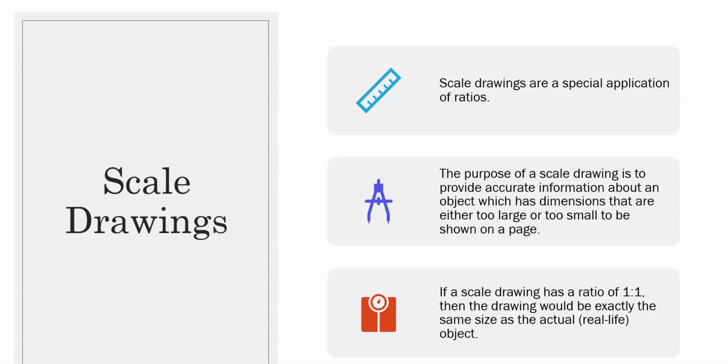If you're an architect, those architectural drawings need to be accurate. Someone needs to be able to look at that and build the object that you've drawn. So everything on there needs to be to scale to ensure that when it's built, it looks right and operates right as well. If a scale drawing has a ratio of 1 to 1, then the drawing is exactly the same size as it would be in real life.